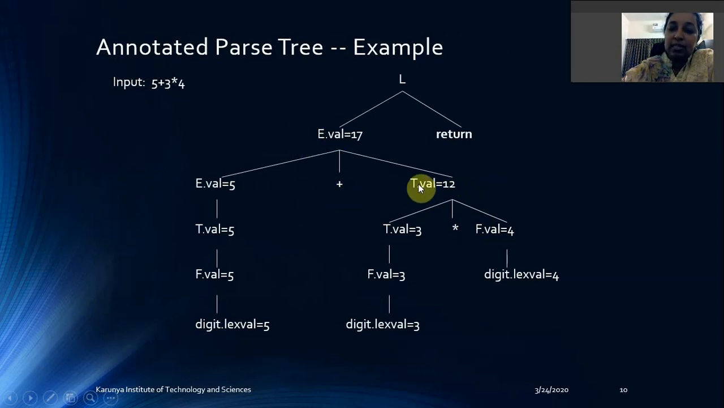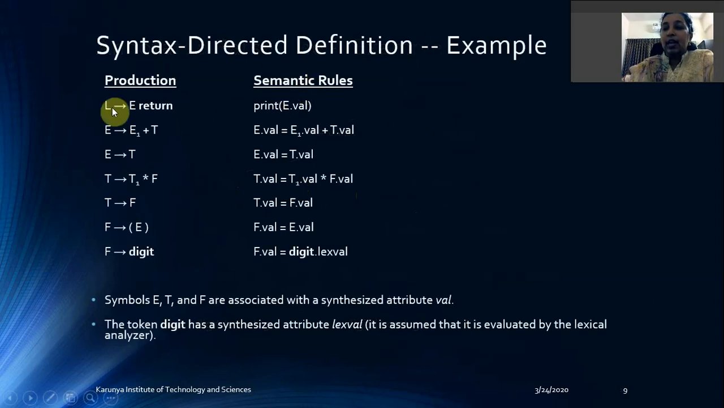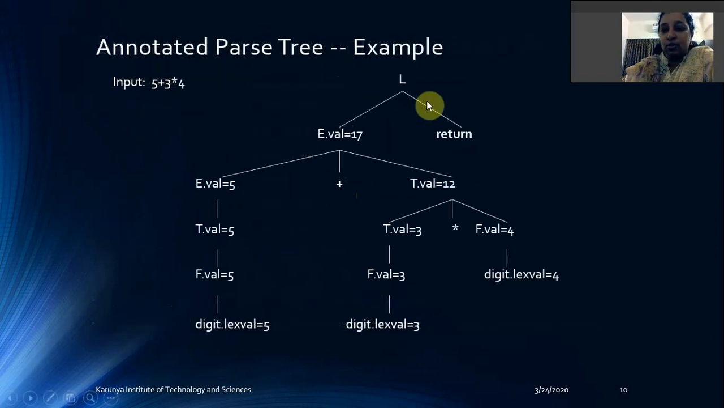And the same thing happens here. When E plus T is being reduced to E, the value related to E and the value related to T are added and assigned. Now you have another node here. When you have E and then return, which means you have E and then an enter or a return statement, then you try to print it onto the console.